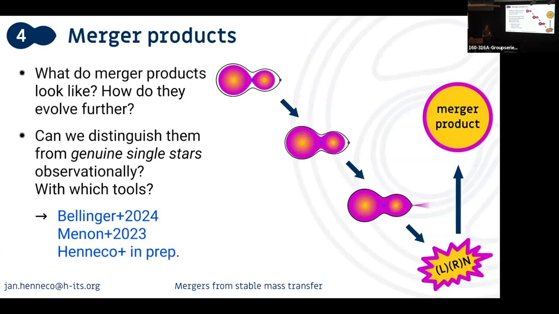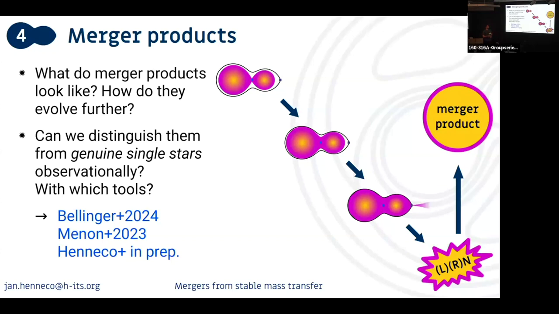And what I'm personally interested in now is, can we distinguish these merger products from genuine single stars, so single stars that evolved alone, or at least did not merge with another star. And there are several ways to do this. The first one has been done recently by Menon et al., where they looked at the surface properties of such stars. Another way to do this, and it's also a hot topic, is asteroseismology.